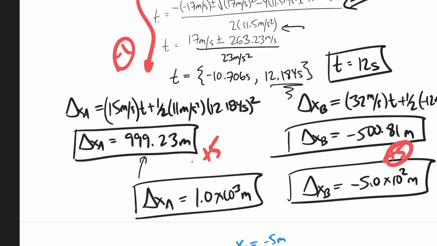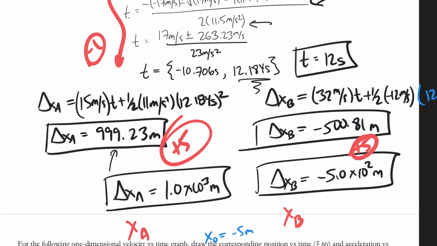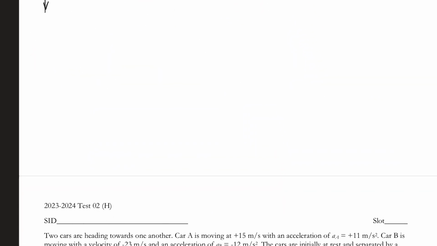A lot of you guys did some little weird things where you solved for xb and xa instead of the delta xa and delta xb, and so that lost you a point. A lot of you guys didn't know what the time was, so you just said I'm gonna assume 5 seconds for these times. Oh, it looks like I forgot to write in that 12.184 right there. I apologize for that. Anyway, same grading technique for the second test.